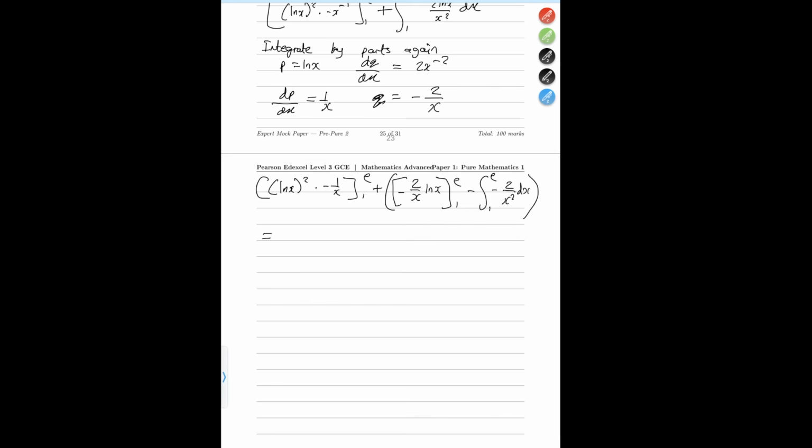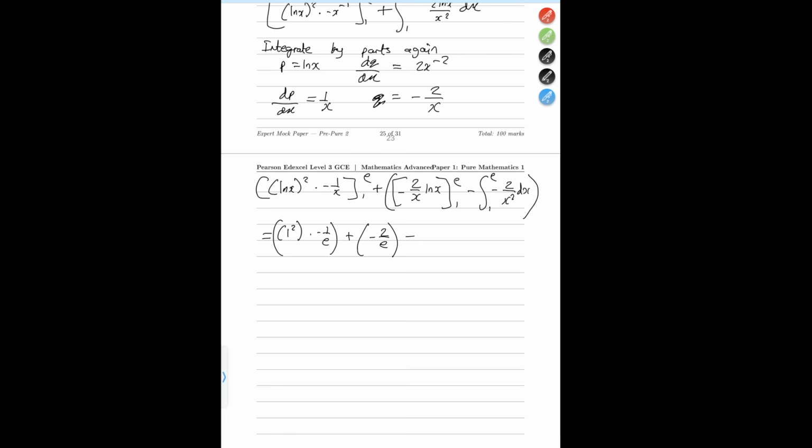ln of e is just going to be 1. So that's going to be 1 squared times minus 1 over e, and then subtract ln of 1, which is 0, so that expression will just be 0. Now let's work on the next part. Minus 2 over e ln of e, as we said, ln of e is going to be 1, so it will just be minus 2 over e, so plus minus 2 over e, and again ln of 1 is 0, so we can just ignore that part.